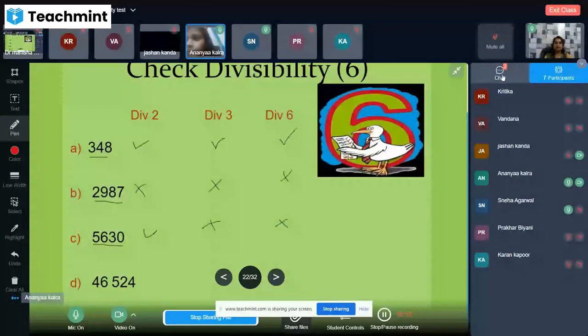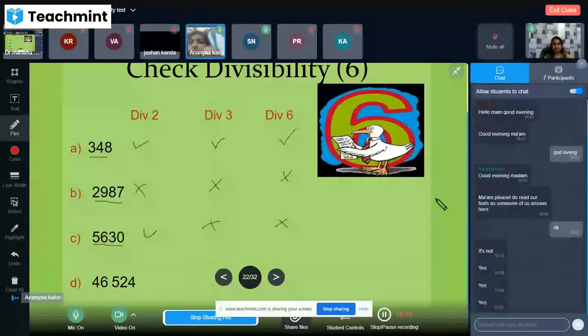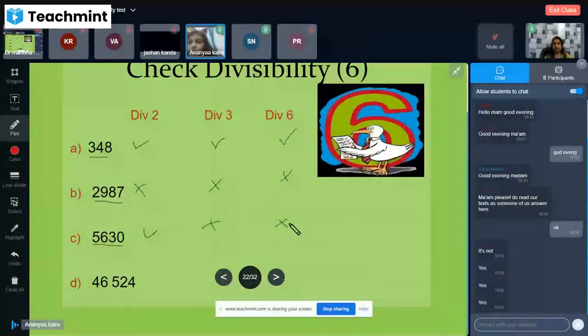Ma'am, you have told this tick part. So, ma'am, how have you done divisibility of 6 by cross? When a digit of 6 is multiplied, the answer should be cross or tick.